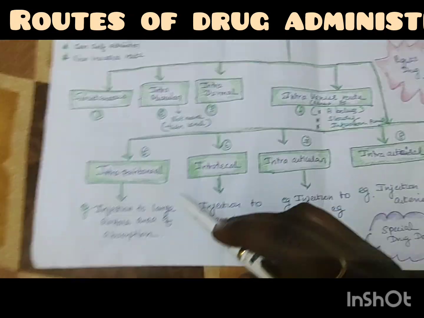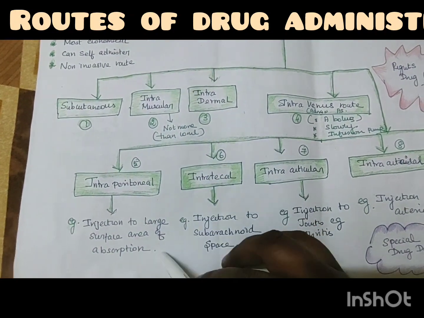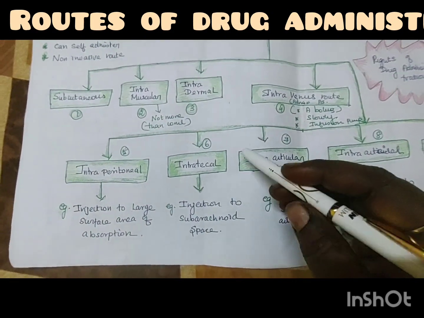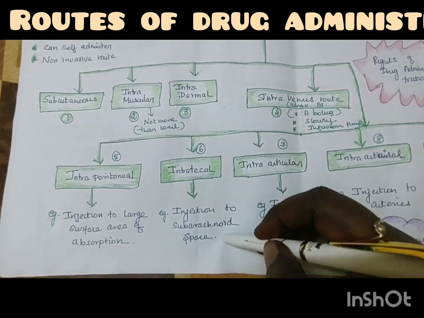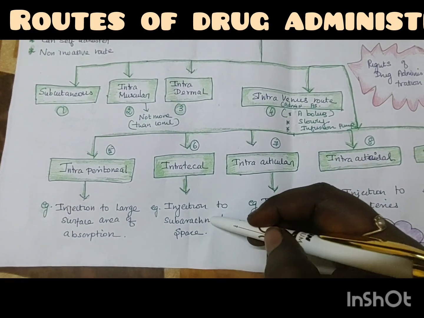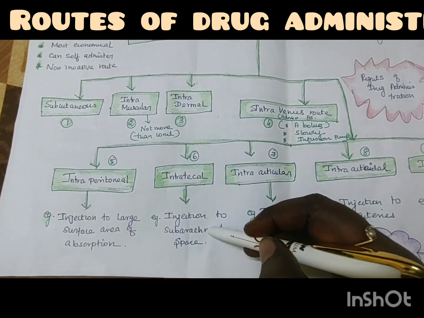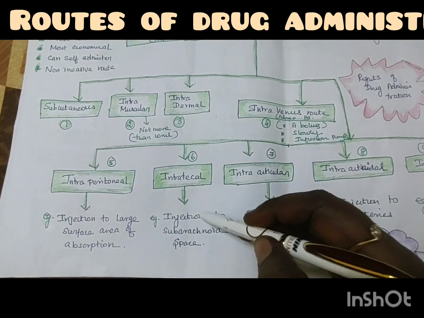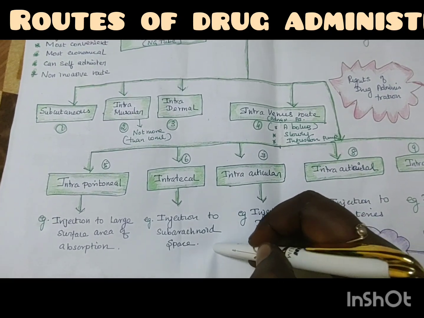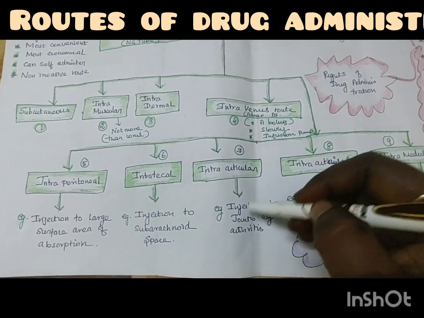Intraperitoneal. It's an injection into the large surface area of the abdominal peritoneal cavity. Intrathecal is an injection into the subarachnoid space where the CSF is, where the circle of Willis is floating in the subarachnoid space, mainly to prevent infections. To prevent meningitis, we give some substances by injection into the subarachnoid space where the CSF is.